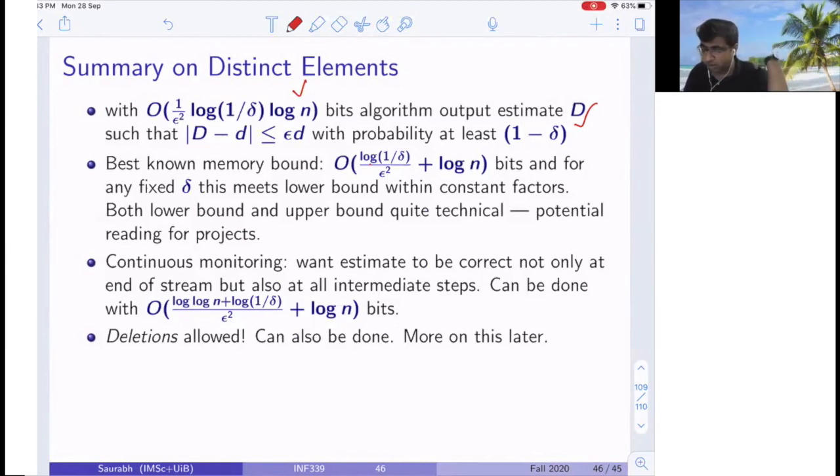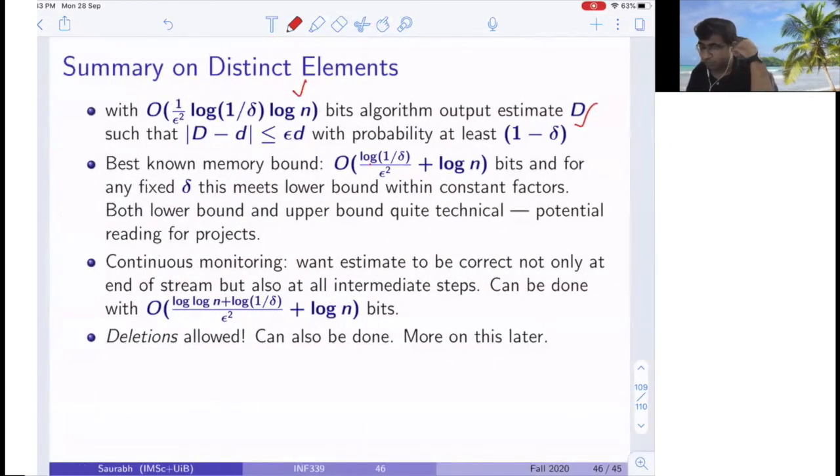There's also another object which people study, something called continuous monitoring. At any intermediate step, I can say, give me the estimate, meaning give me the number of distinct items which you have seen so far. That also can be done in log n plus log 1 over delta epsilon squared plus log n bits. But what about deletions? Maybe some deletions are allowed, and that can also be done. But for that, we need a different strategy, and we will see it in a week to come or something.